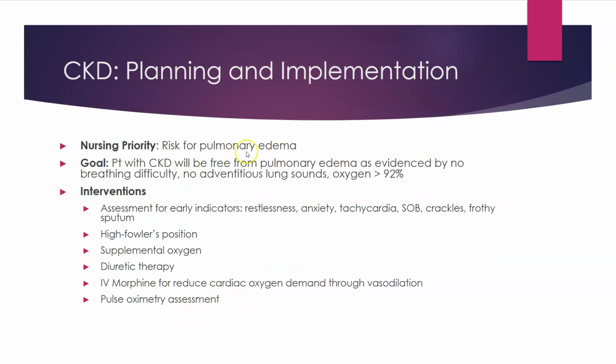They can get edema of their lungs, and of course that's a complicating factor too. And so things that we'll do for that is monitor them for signs and symptoms. We'll put them in a high Fowler's position. We're going to do supplemental oxygen as needed. Diuretic therapy, try and pull off that extra fluid. We can use some morphine for the vasodilatation process and try and open up that blood and that pathway. And then, of course, using pulse oximetry to manage the supplemental oxygen and track it.